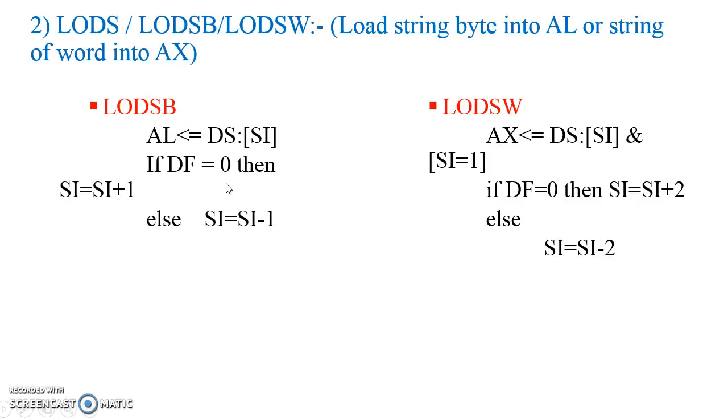If the direction flag is equal to 1, then the SI register will be automatically decremented by 1 for a byte, and by 2 in case of a load string word, to point to the previous element of the string. Load string does not affect any flag.